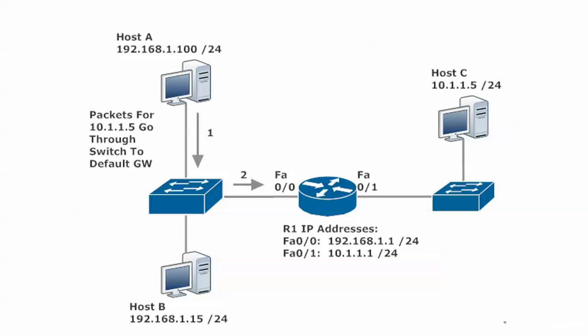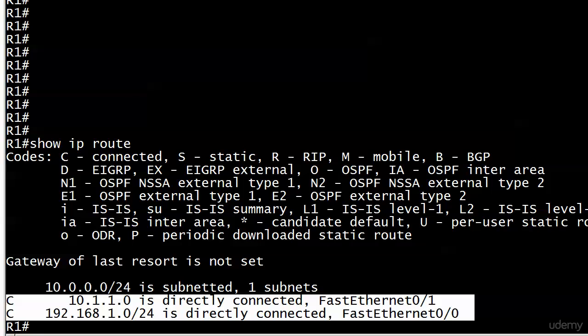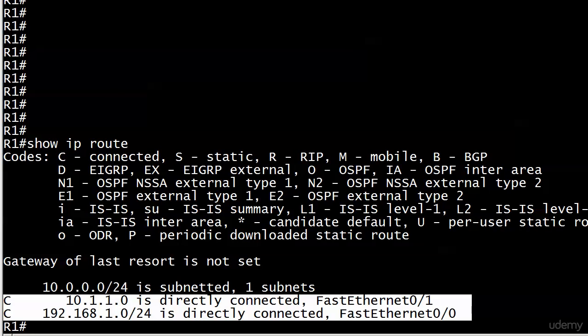And that router gets those packets with a destination IP address of 10.1.1.5. It looks in its routing table, and it's going to look at all of its routes, and it's looking for the best match. We will see scenarios as we progress through the course where you have more routes to choose from and the router has several valid routes to pick from. But here it only has one. So the search for the best route is a pretty darn short one. It's 10.1.1.0, directly connected to FastEthernet 0/1.